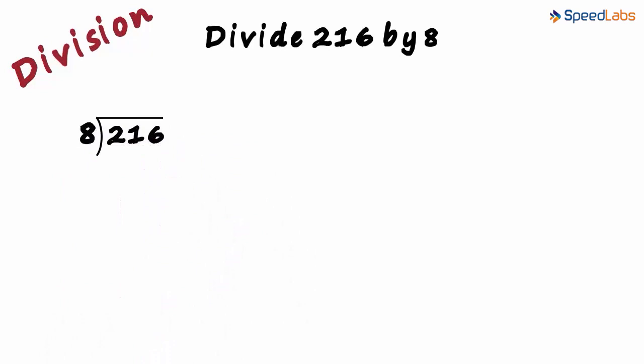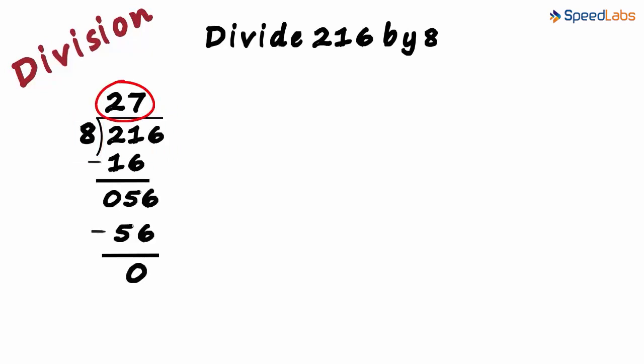Yes, the traditional way where we write 216 like this and 8 next to it. After solving, we get the quotient as 27 and the remainder as 0. As the remainder is 0, we can say that 8 is a factor of 216. We can write 216 as 8 multiplied by 27.